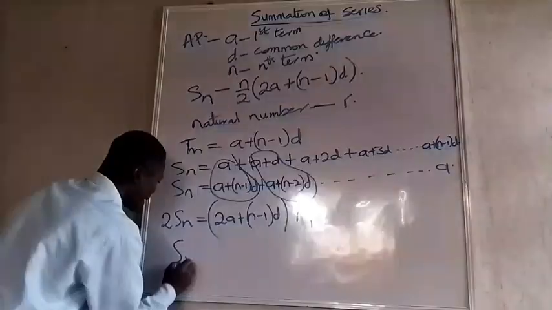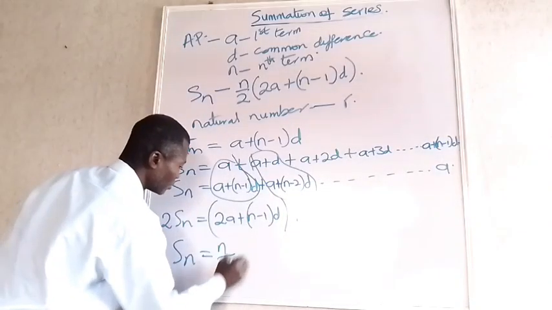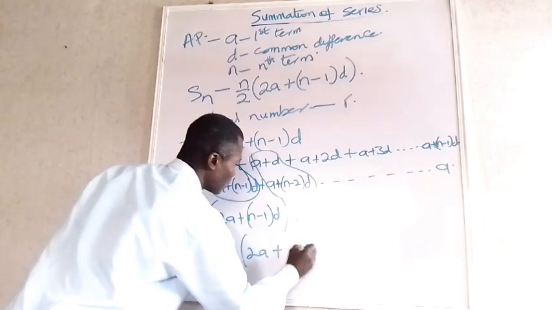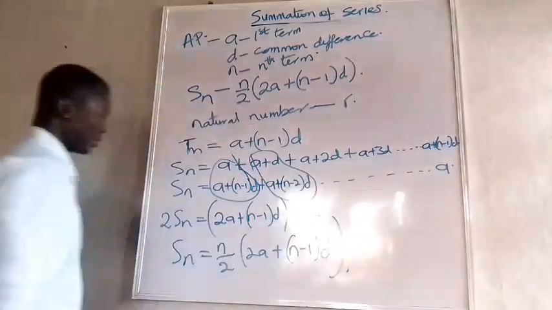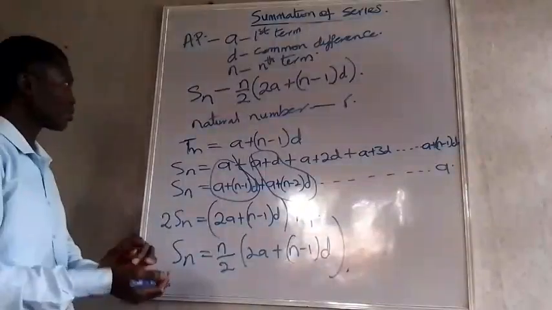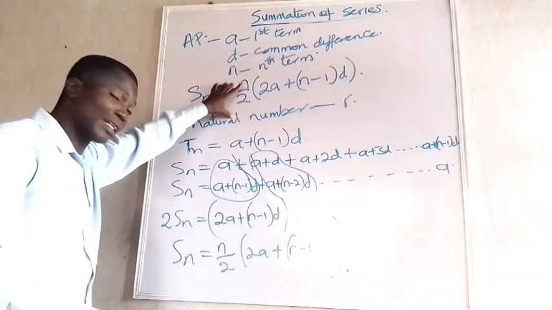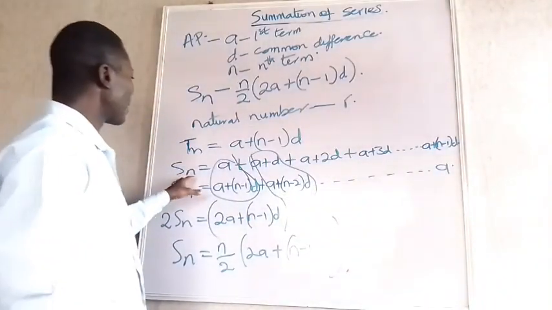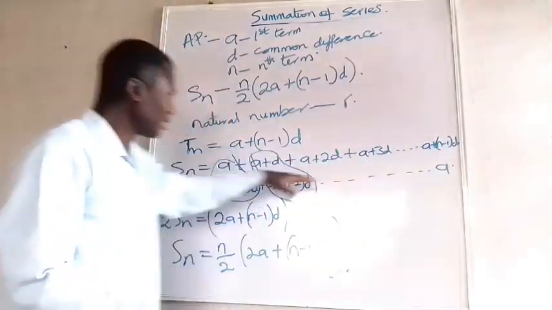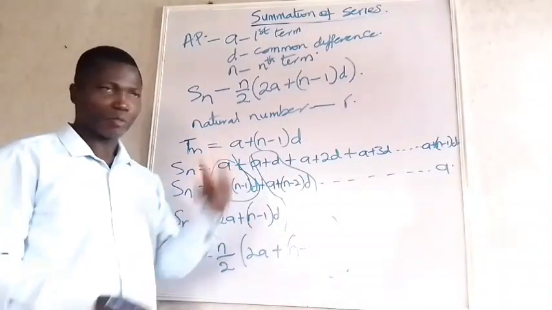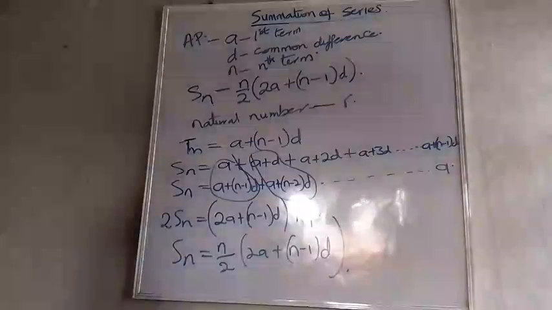So at the end of the day, Sn is going to be n over 2 into 2a plus n minus 1 into d. So you can see, very simple, very straightforward. Since you can understand how this is derived, this is how this answer is even derived in the first place. Why don't we arrange the natural numbers forward and the natural numbers backward? And from there, we'll see what our answer is going to be.